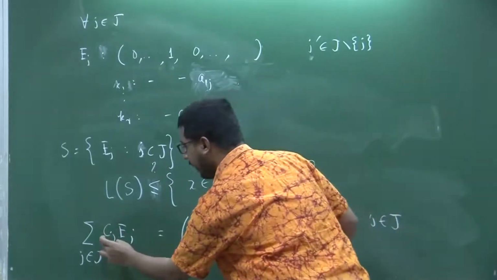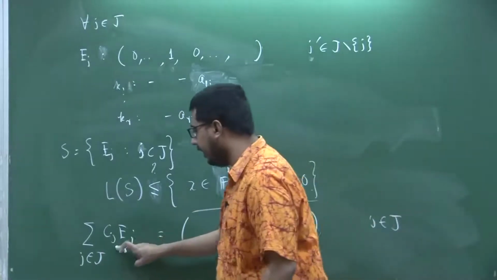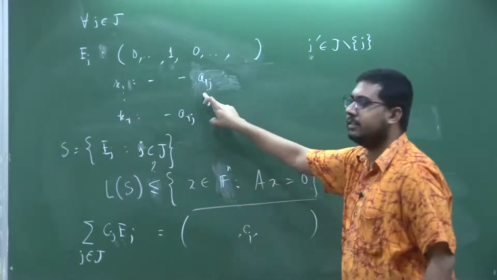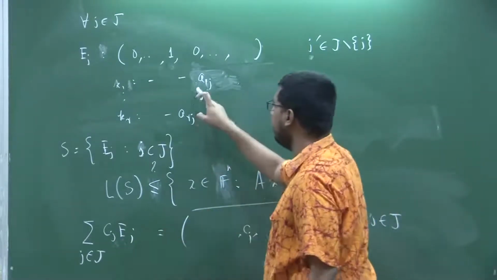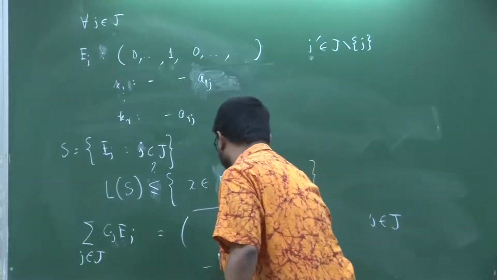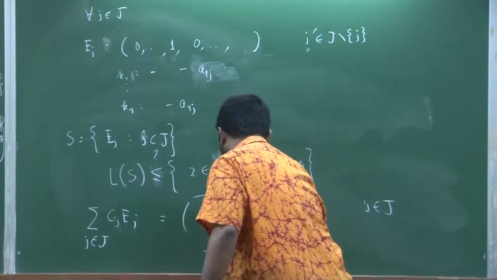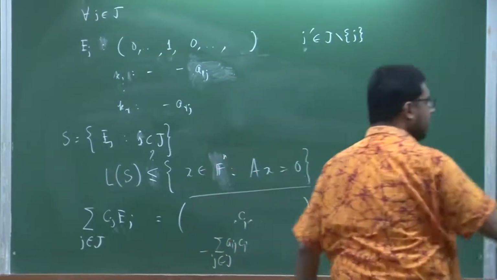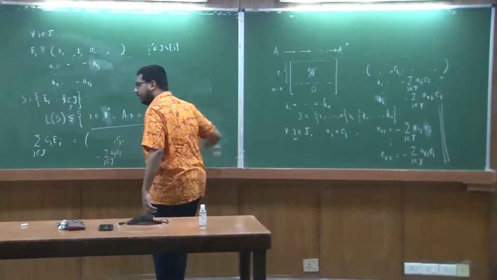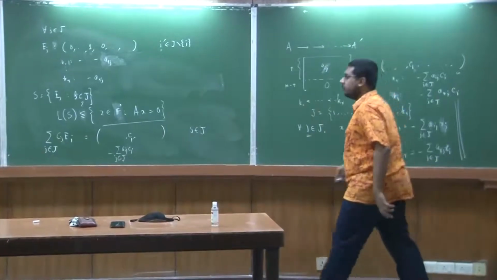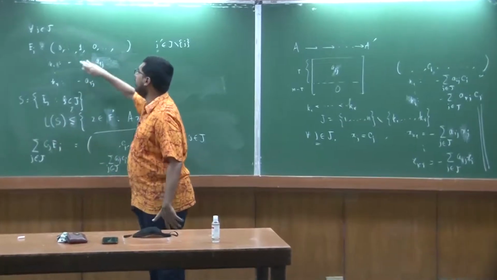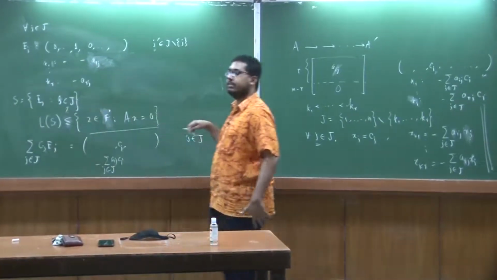So, what is the k1 coordinate of Ej? The k1 coordinate of Ej is minus a1j. When you multiply that by Cj, it will be minus a1j times Cj. When you sum them up, it will be the sum over j in J of minus a1j Cj. This is precisely what you have here, and there is nothing special with k1. This goes for any k from k1 up to kr. So, thus any solution is actually a linear combination of the Ej's.